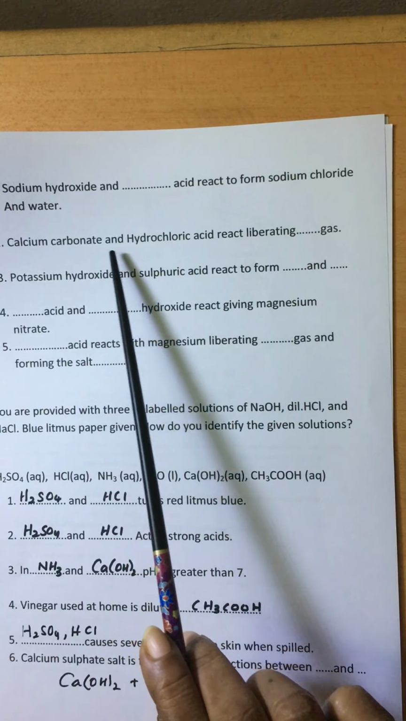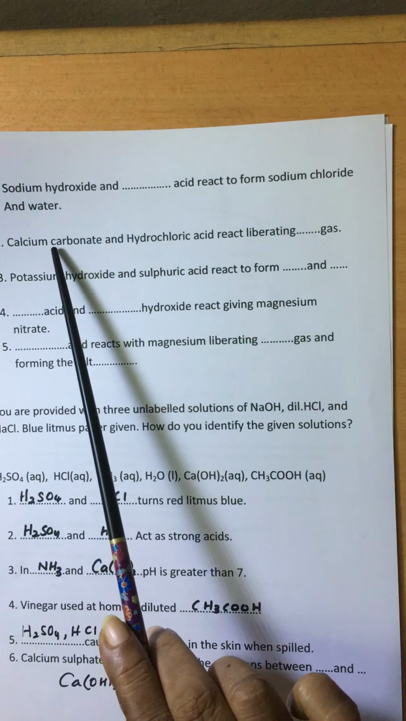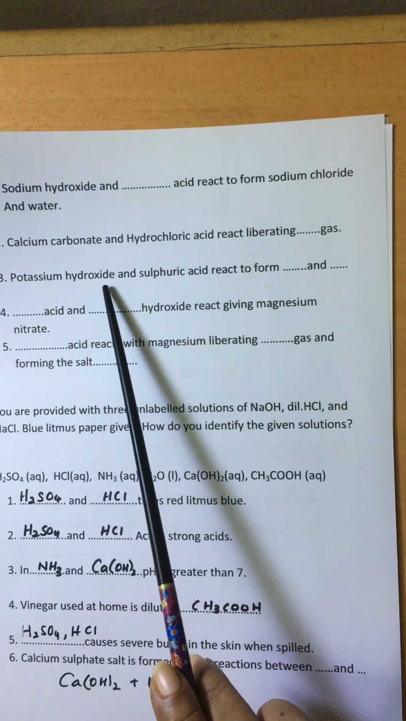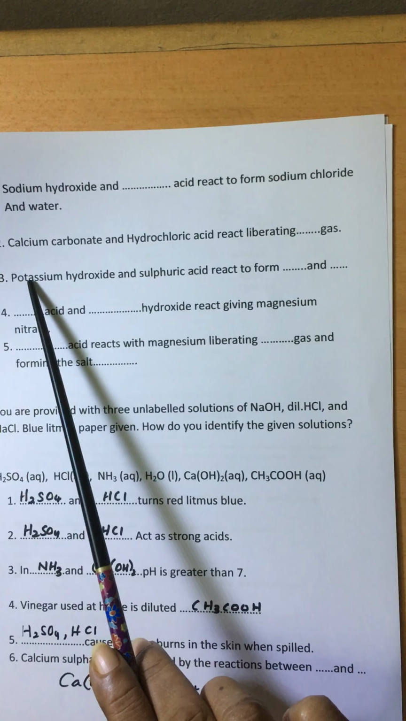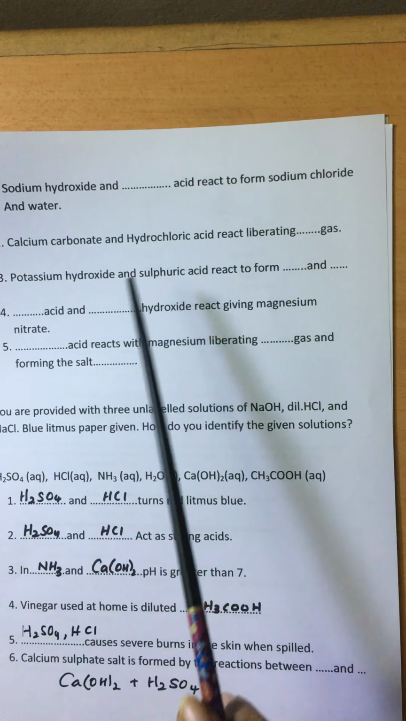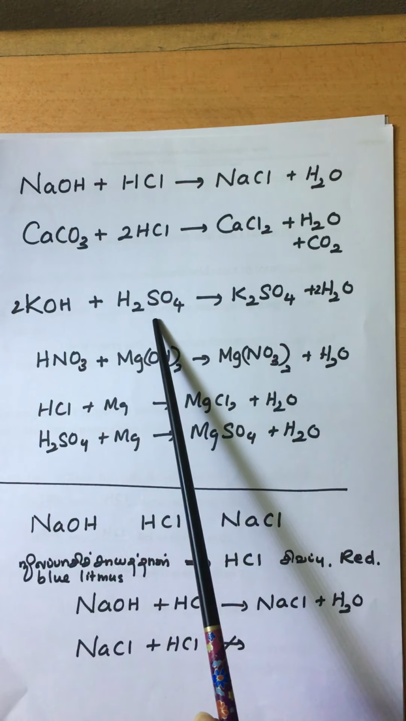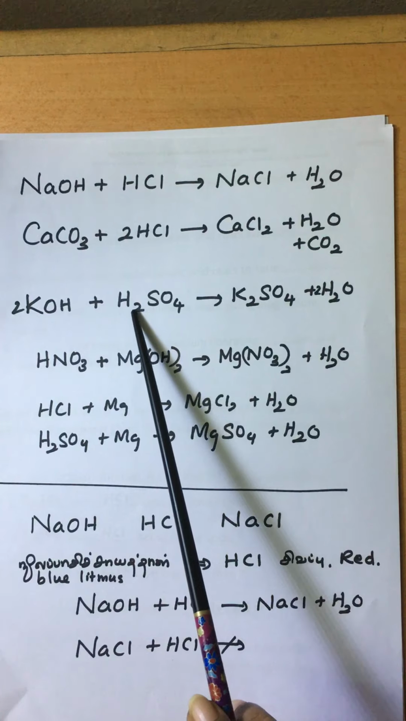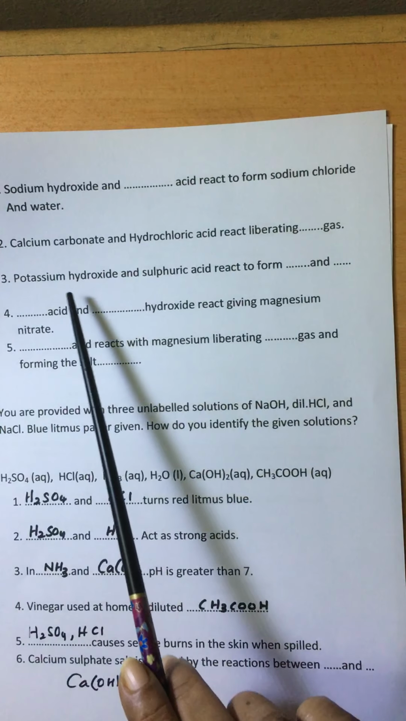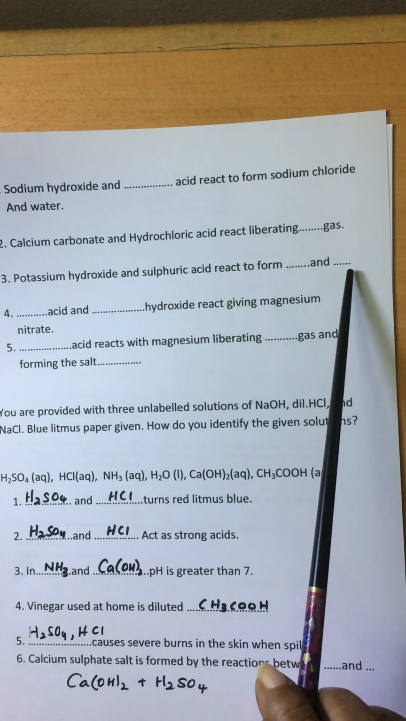Then, calcium carbonate and hydrochloric acid react, liberating dash gas. Always, carbonates or bicarbonates produce carbon dioxide gas. Next, potassium hydroxide and sulfuric acid react to form what? Potassium hydroxide with sulfuric acid, H2SO4, gives potassium sulfate, and the OH and H+ form water. So potassium hydroxide and sulfuric acid react to form potassium sulfate and water.